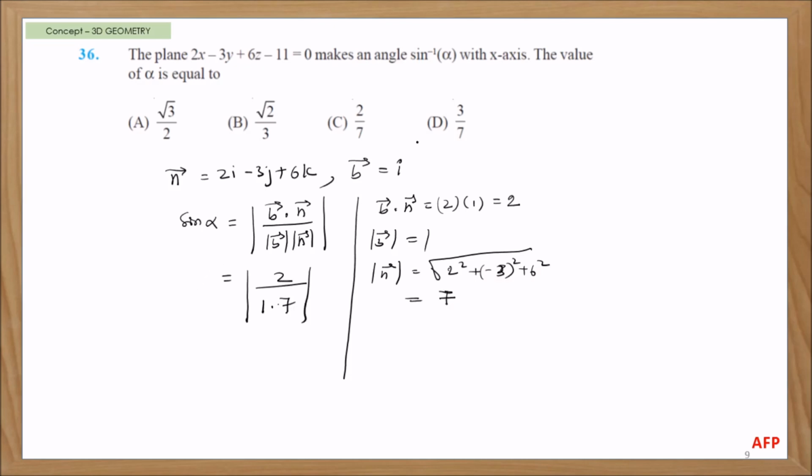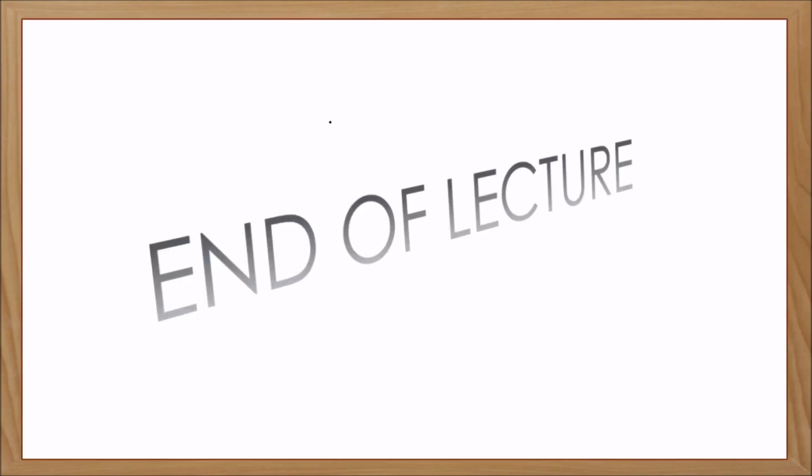So now the alpha value. This is the angle, sine inverse of alpha with respect to x. And what is alpha here? Alpha must be, you take this as theta instead of alpha. So now 2 by 7. So theta is equal to sine inverse of 2 by 7. So theta is equal to sine inverse of alpha. This implies alpha is equal to 2 by 7 is the answer. So option C it follows. Thank you everyone.